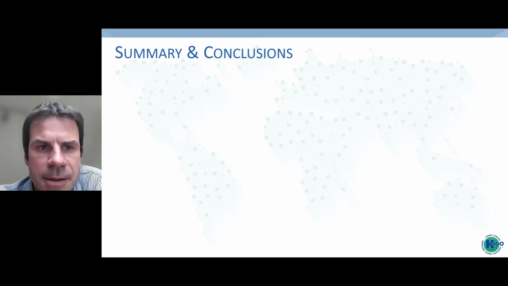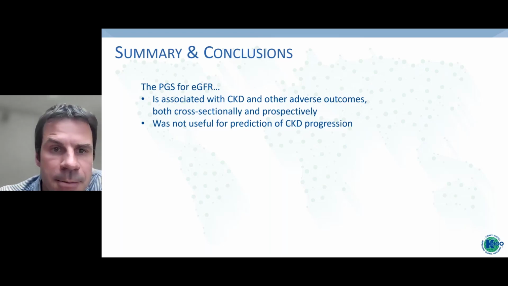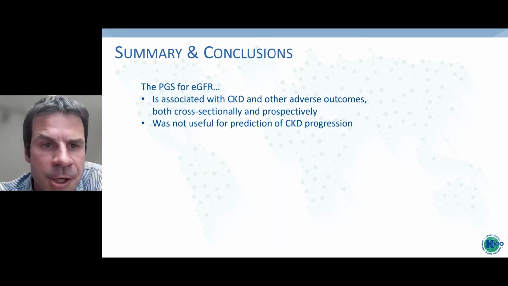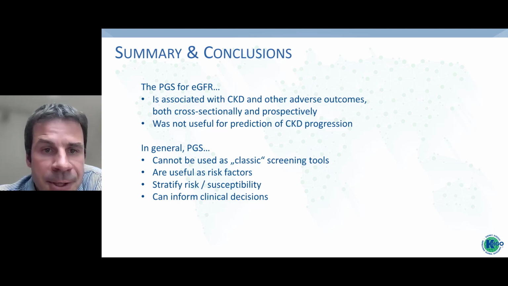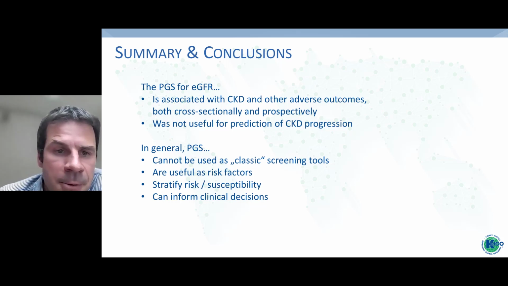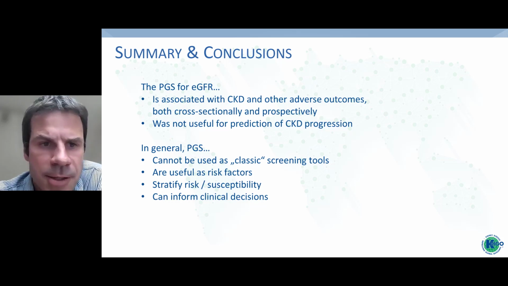To summarize, the PGS for eGFR is associated with CKD and other adverse outcomes, both cross-sectionally and prospectively. It was not useful for prediction of CKD progression. In general, PGS cannot be used as classic screening tools. Yet they are useful as risk factors to stratify risk and disease susceptibility and can inform clinical decisions.